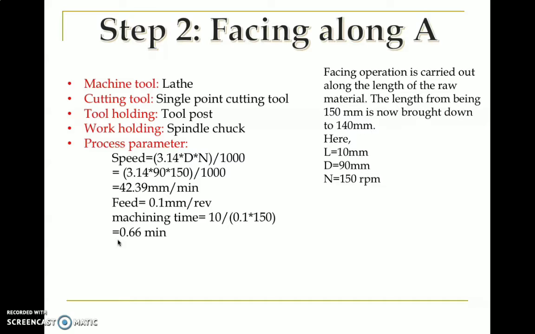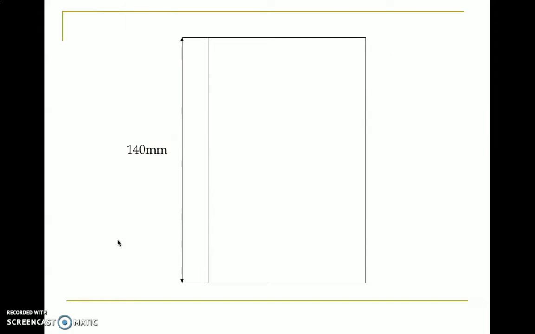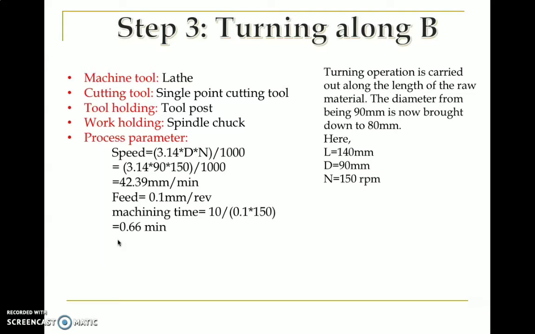And I have decided that the feed will be 0.1 millimeter per revolution, and hence the machining time is also calculated. Now we move on to the next step. Before that, we can see the product now brought down to 140 in length, and the diameter is still 90. So now we have to work on reducing the diameter from 90 to 80. This is why we are doing the turning process. This turning process is done along B, which is the diametrical section.